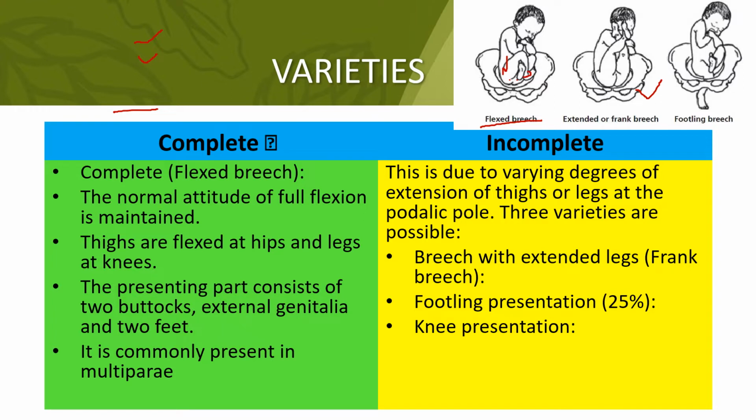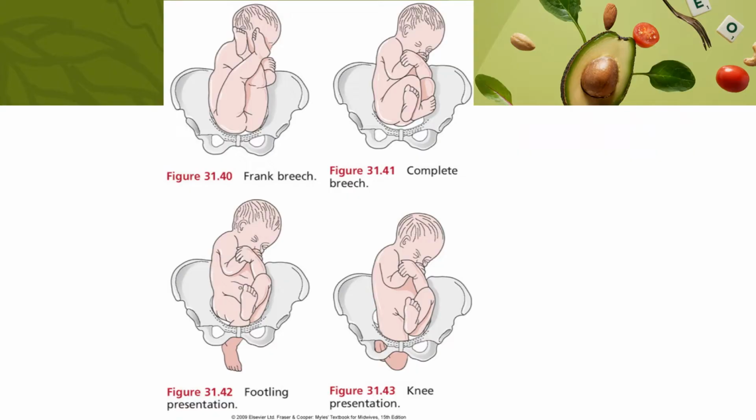This is most commonly present in the antenatal mother, which I'll tell you later. Then footling breech. Footling breech means one of the legs is coming down to the lower segment of the uterus. That is a footling presentation. Then knee presentation. Knee presentation and footling presentation are both very rare conditions. Clear? Next please. So here are the varieties.